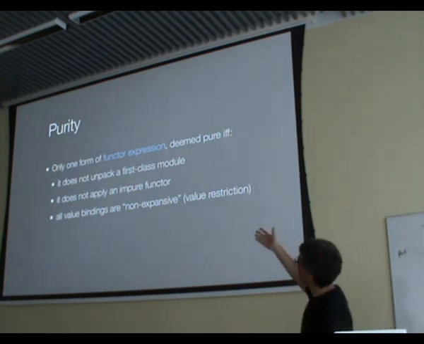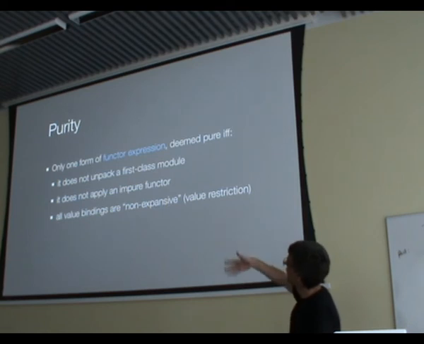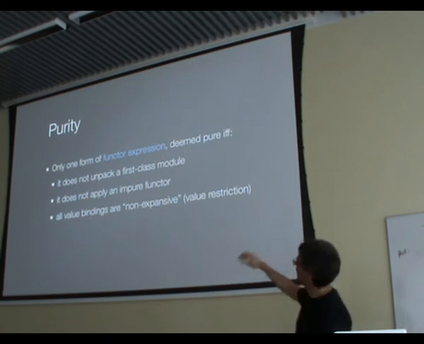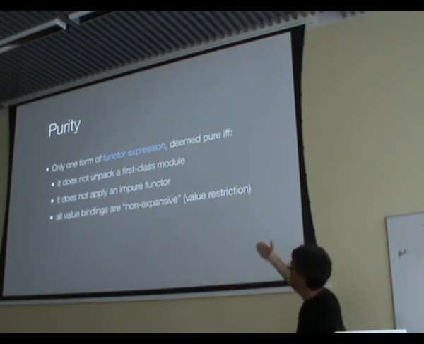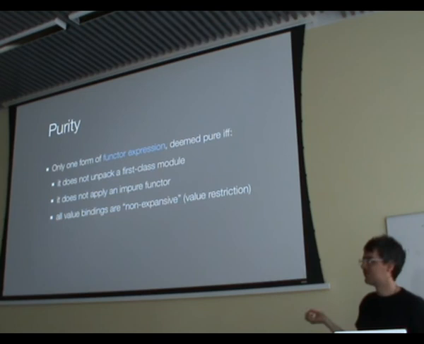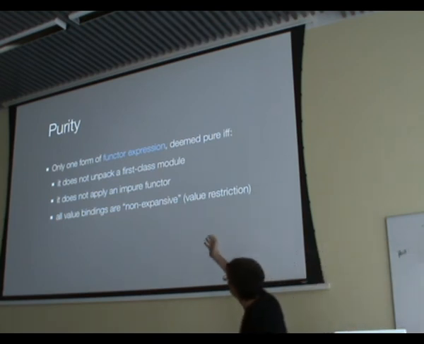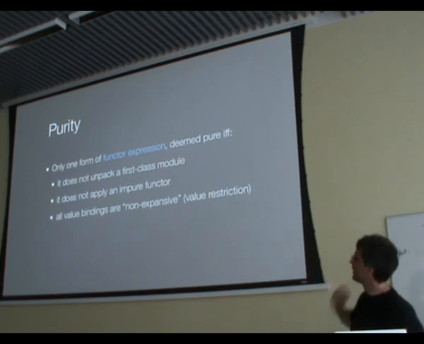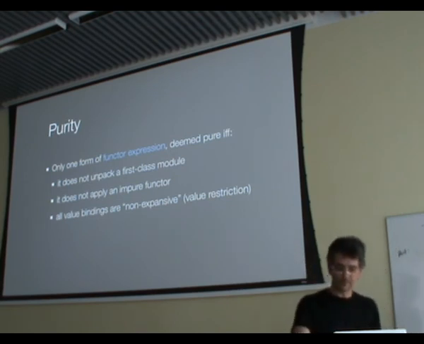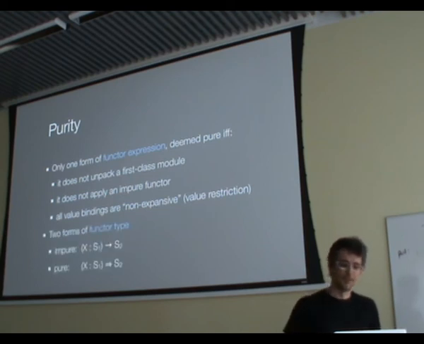If you track purity, you can just let the type system make the distinction itself. So you just say a functor is a pure functor if it doesn't unpack a first-class module, if it doesn't apply an impure functor, and if all the value bindings, so there we are reusing a notion that's already there in ML to approximate purity of value bindings, we just reuse the notion of non-expansiveness, so the value restriction. So if all your value bindings obey the value restriction, then we deem a functor expression pure.